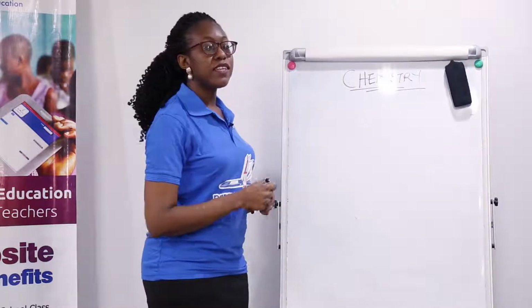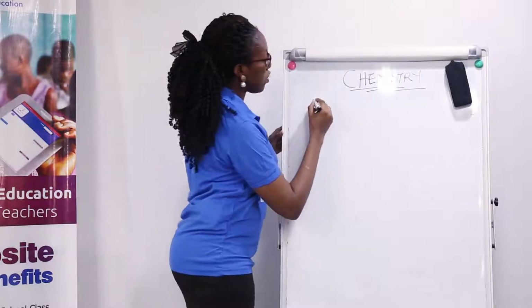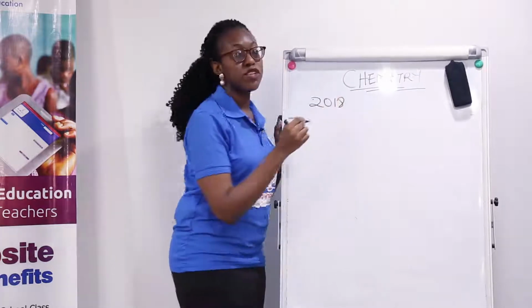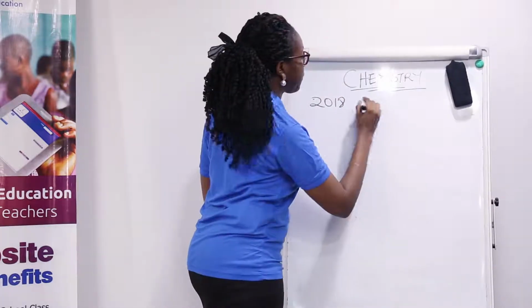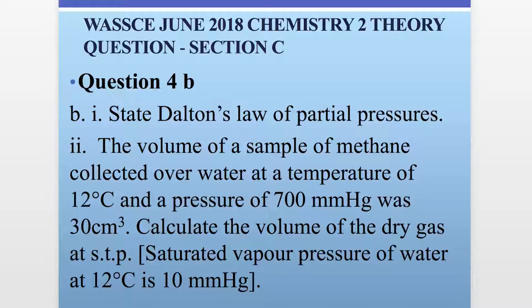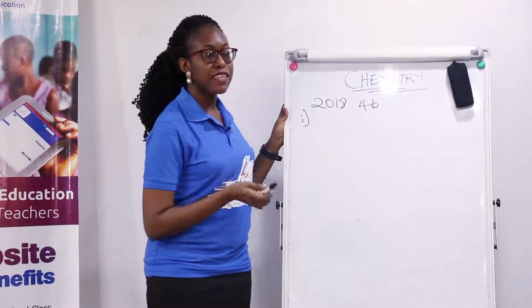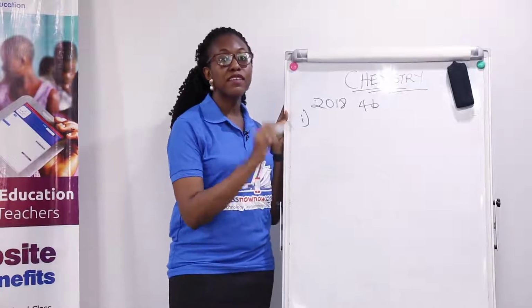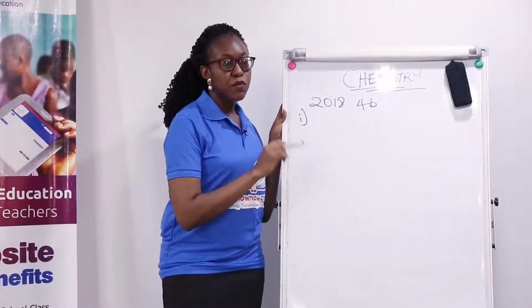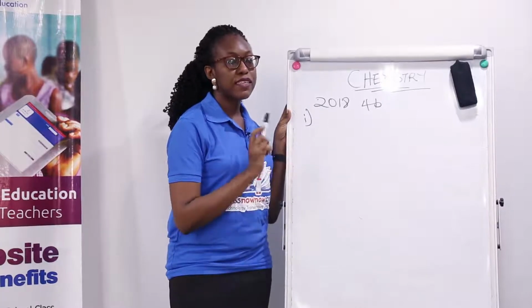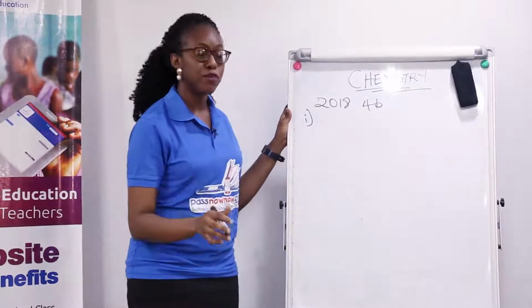Our next question is taken from the year 2018, question 4B. 4BI says state Dalton's law of partial pressure. Dalton's law of partial pressure states that in a mixture of gases which do not react chemically together, a gas will exert a partial pressure, which is the pressure it will exert if it is kept alone.